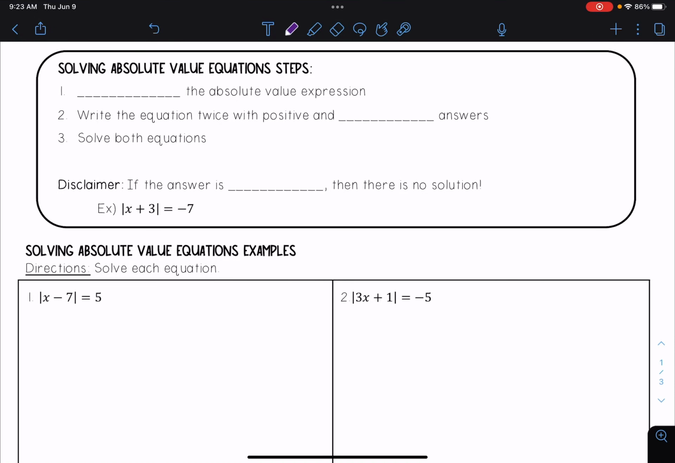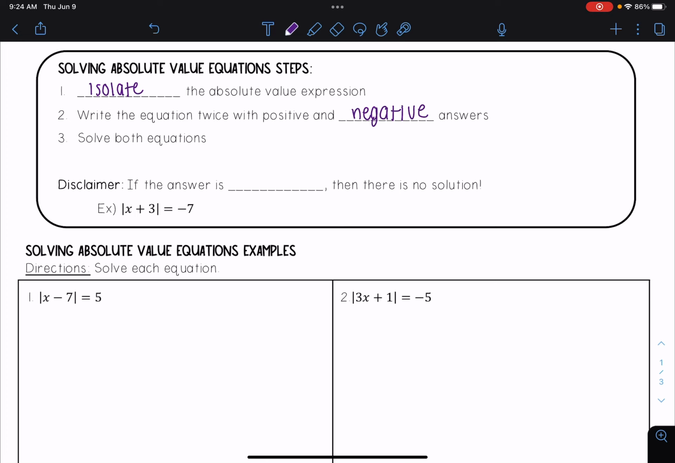Now let's go ahead and look at solving absolute value equations. To solve absolute value equations, we're going to be following 3 basic steps, kind of similar to what we do when we're just solving normal equations. First, we're going to isolate the absolute value expression. Next, we're going to write the equation twice with positive and negative answers. And then we're going to solve both equations.